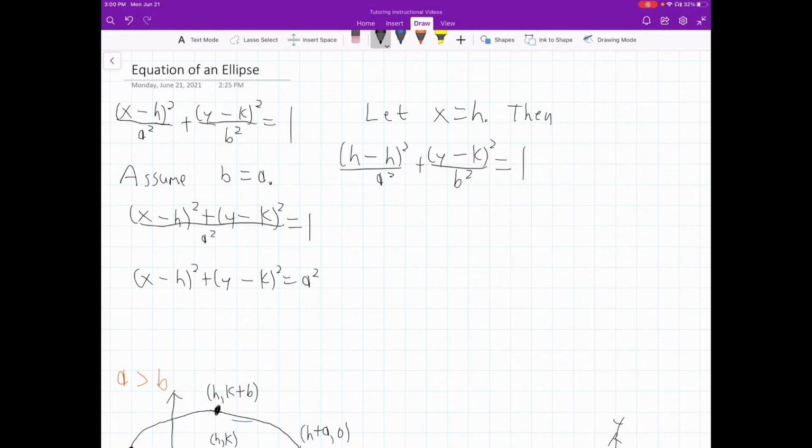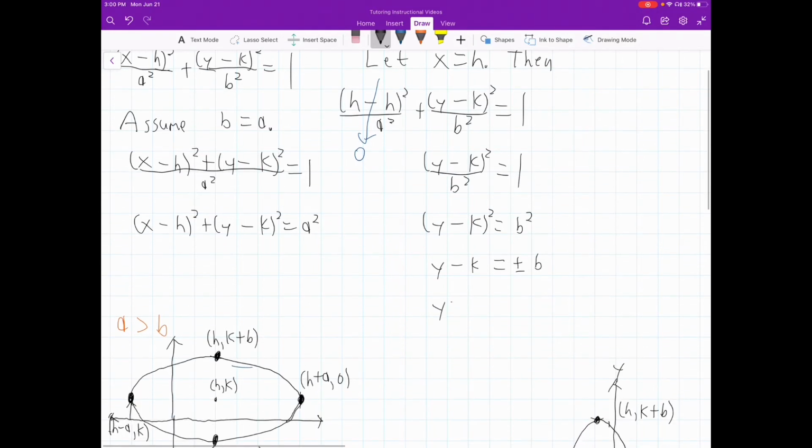Then what I would have is (h minus h) squared over a squared plus (y minus k) squared over b squared is 1. This is going to go to 0 because I have h minus h in the top. So I'm just left with (y minus k) squared over b squared is 1. I multiply both sides by b squared. Take the square root of both sides, being sure to include the plus or minus on one of the sides so I get both points. And then move the k over. Okay, so this gives me the 2 points h comma k plus or minus b.